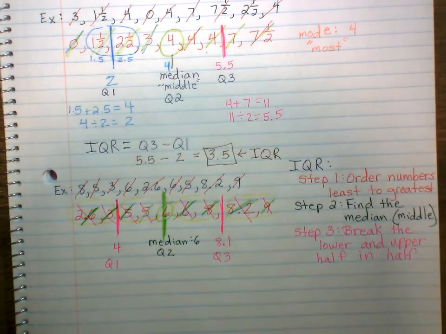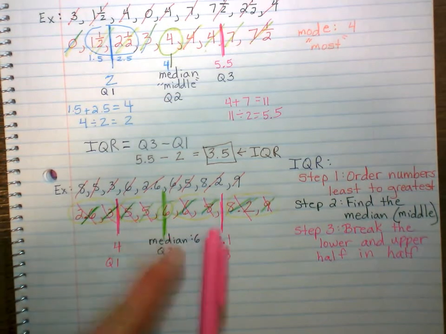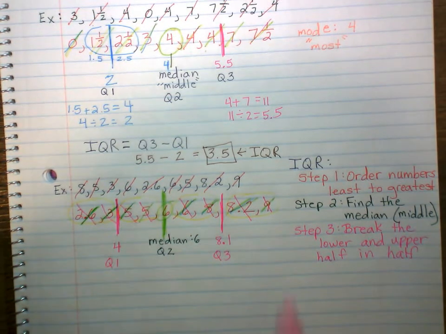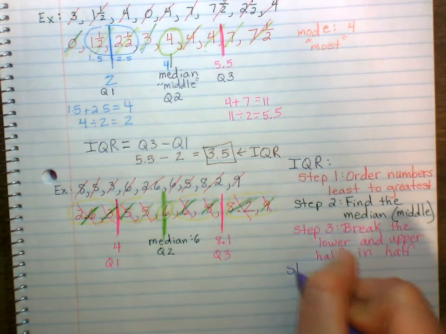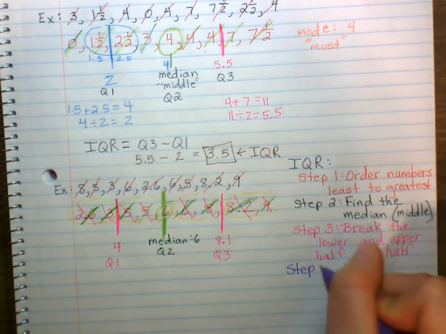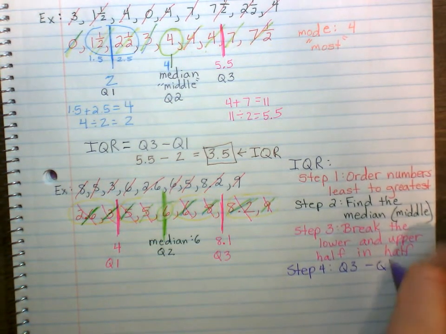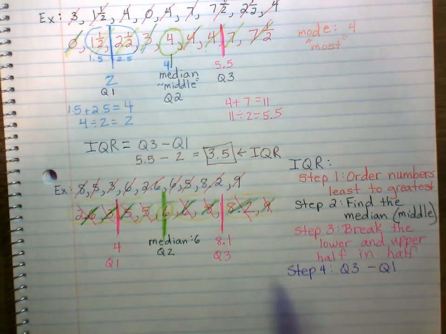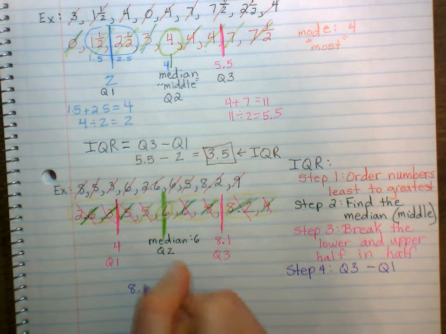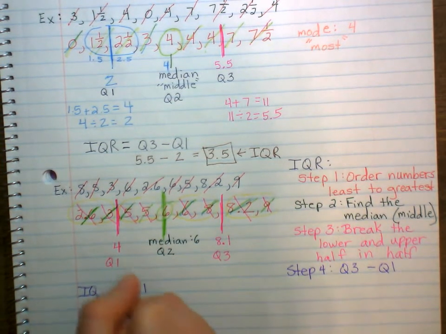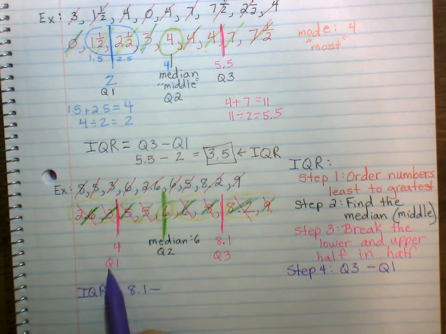Okay, the last step. We found the interquartiles. We found the 4 inside quarters. We got to find the range of the quarters. So step 4, for interquartile range, you have to do Q3 minus Q1. So you have to do the third quartile, 8.1. So the interquartile range is going to be 8.1, Q3, minus Q1.